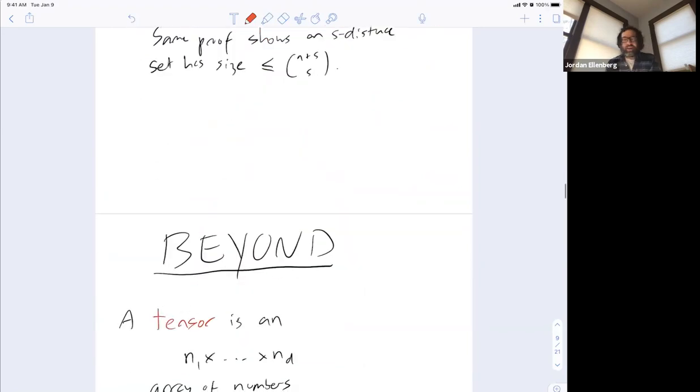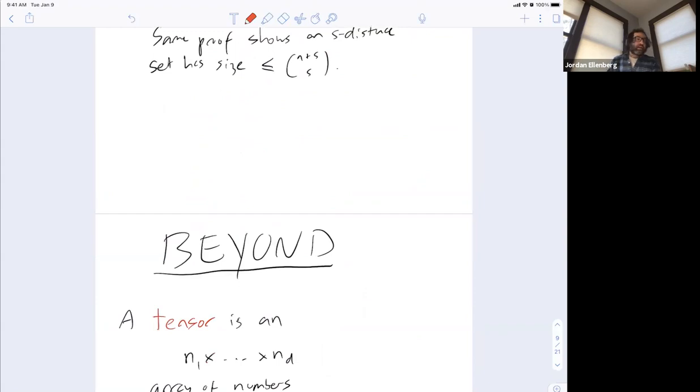Let's see what my slide says. Yes, beyond. Okay, so here we go. So now this is great because we used about half of our time, which is exactly what I predicted. And now I want to talk about generalized notions. I want to talk about tensors.